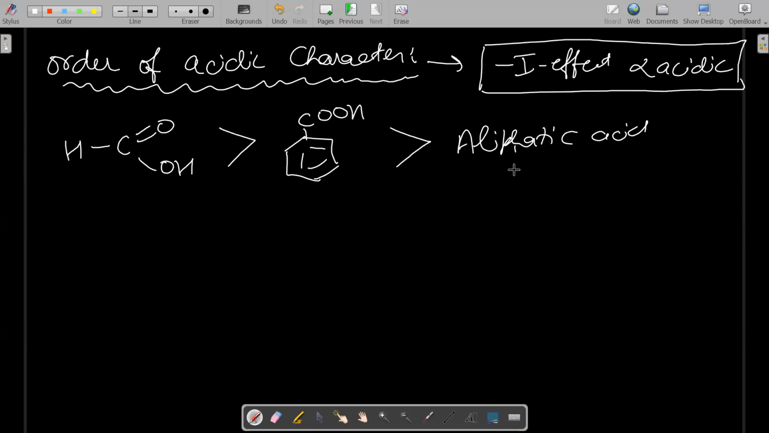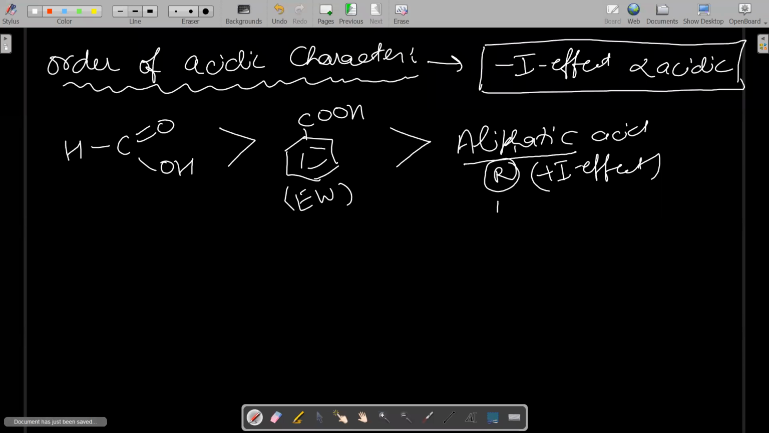So why aliphatic acid? There is one question: why are aliphatic acids less acidic than carboxylic acid? Obviously in aliphatic acid an alkyl group is there, and that alkyl group shows which effect? Plus I effect. Okay, and in carboxylic acid there is a minus I effect because phenyl is electron withdrawing in nature. So this is the electron withdrawing group and R is the electron donating group, and this is the reason it is less acidic.